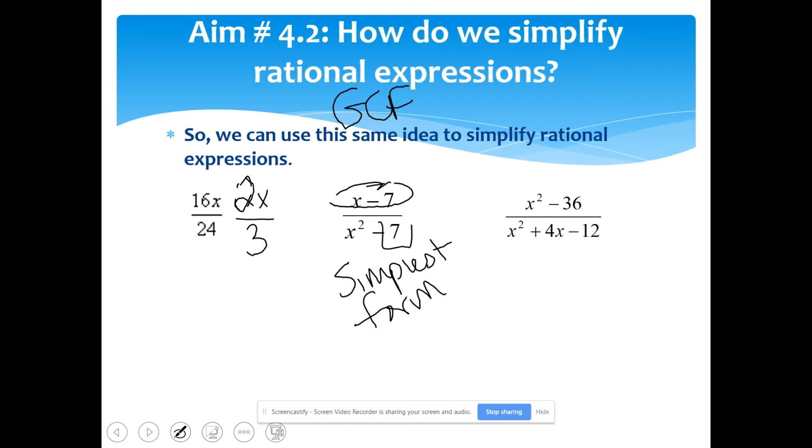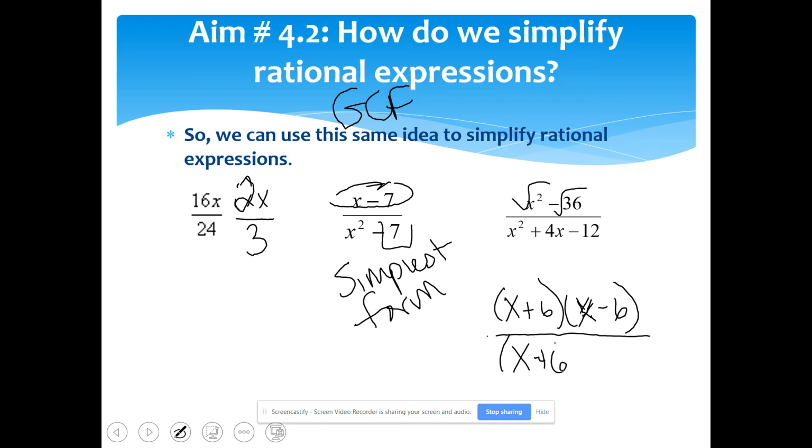Let's take a look at this next one. X squared minus 36 is a difference of squares. So we'll factor that by square rooting each one, and we get x plus 6 times x minus 6. On the bottom, there is no common factor. So I'm going to look and say the factors of negative 12 that add to positive 4 are positive 6 and negative 2.